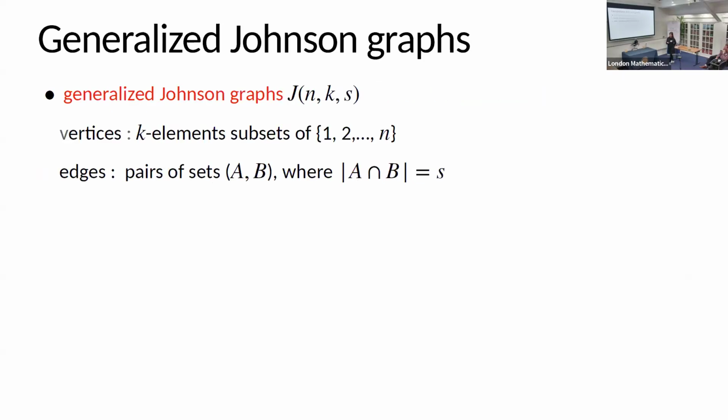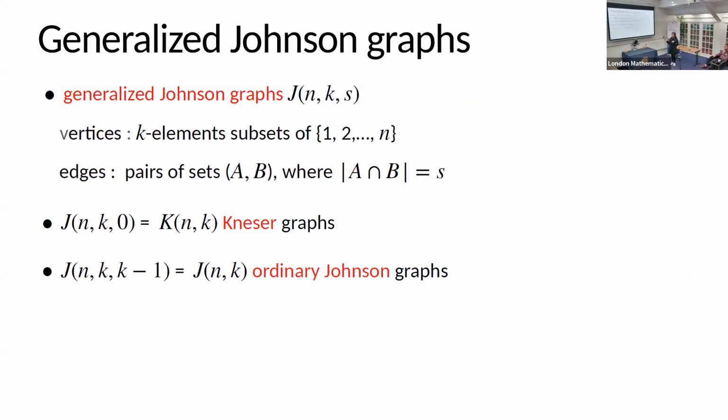Now, I also want to talk about some other classes of graphs, intersecting graphs, which are defined by intersecting set systems and also related to Kneser graphs. This one is called generalized Johnson graphs. It has 3 parameters, n, k, and s. The vertices are the same as the Kneser graph, and edges are the pairs of sets A, B such that the size of the intersection is exactly s. As you can see, when s equals 0, what we get is the original Kneser graph. And when the size of the intersection is k minus 1, so exactly 1 less than k, we get the ordinary Johnson graphs. These graphs are also vertex transitive.